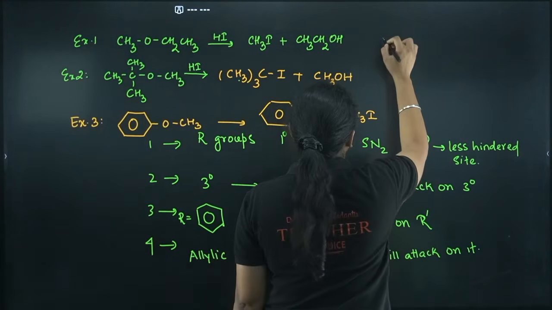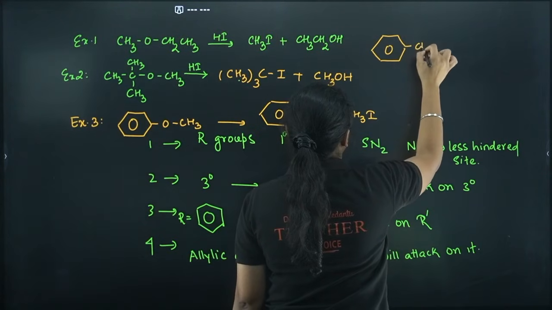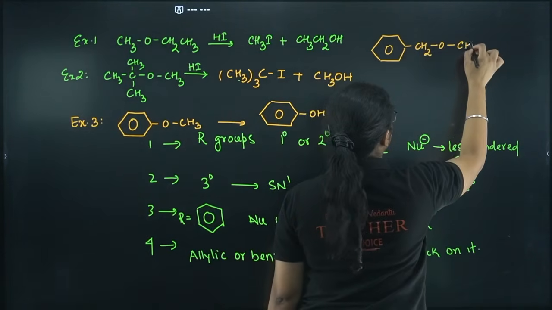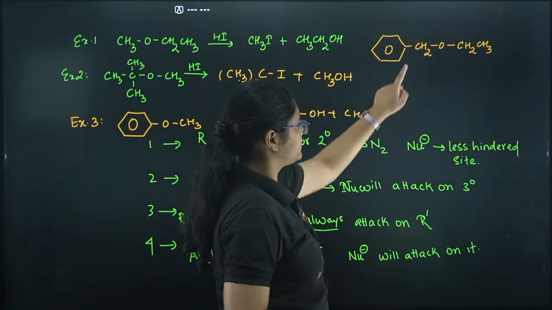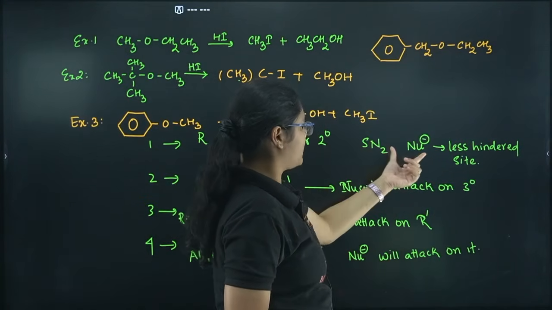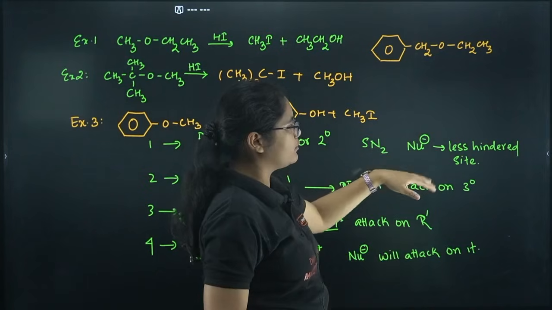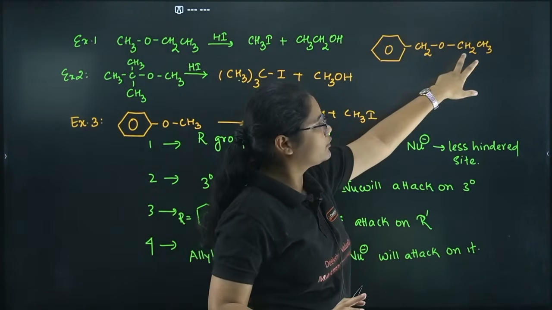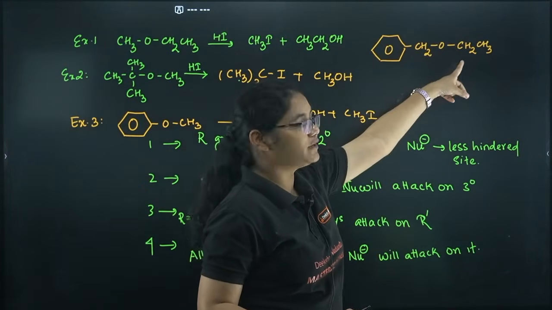Now we'll talk about the fourth example, which is very, very important. That is, if you have a compound like this, C6H5CH2OCH2CH3. Here you see this is also primary, this is also primary. Now you may think that if both are primary, then the SN2 mechanism will be followed and the nucleophile will attack on the less hindered side. This side has a bigger group, this has a smaller group, so I minus should attack on the less hindered one.